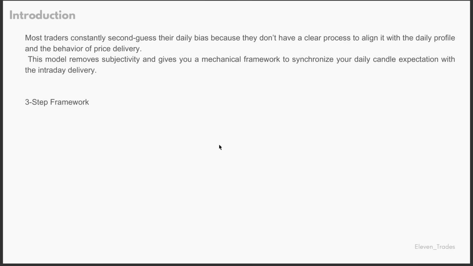So starting with the introduction, most traders are constantly second guessing their entries. They are going into the day and they don't have the idea of the daily bias, and then they are taking longs and shorts and they are guessing the price action, if it is going to go higher, if it's going to go lower. So I'm going to remove this using this video, which is a 3-step mechanical framework.